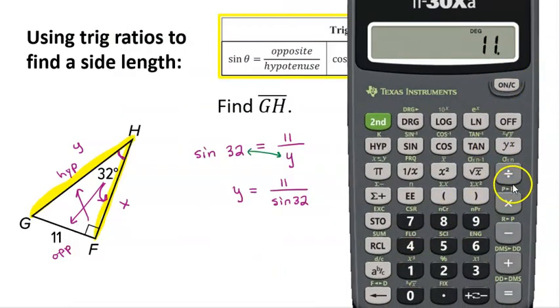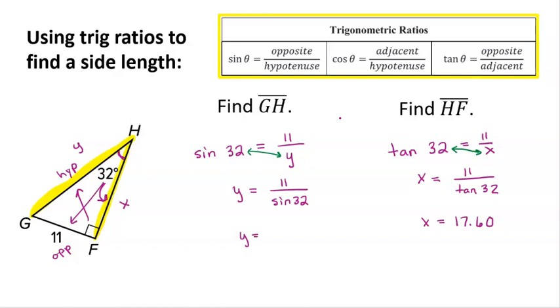11 divided by sine 32 equals, and that gives us 20.76. Okay, and then remember that these are side lengths, so if it's inches, you would put inches. If it's meters, you put meters. And then if you're doing angles, then it's, of course, degrees.